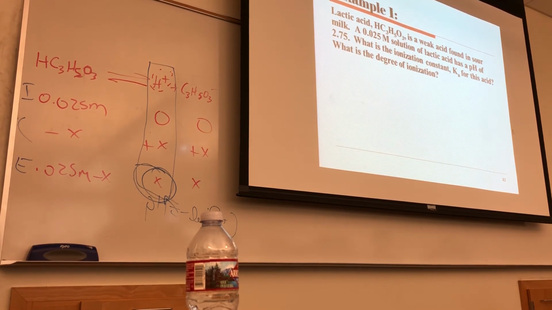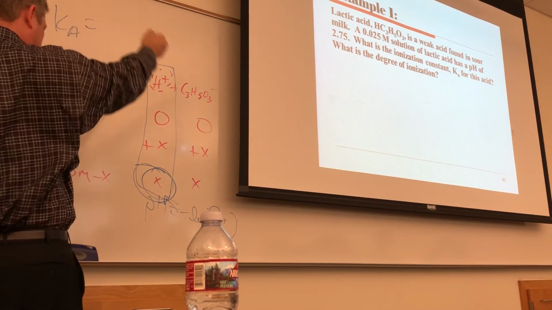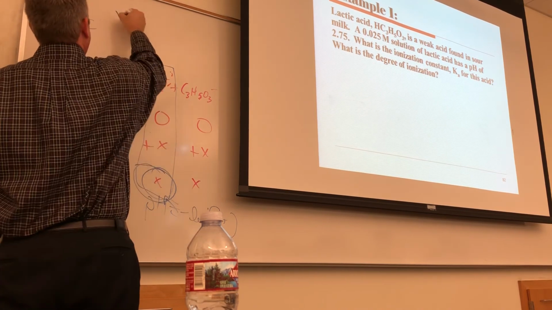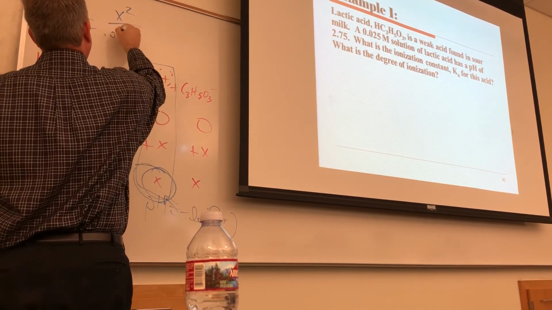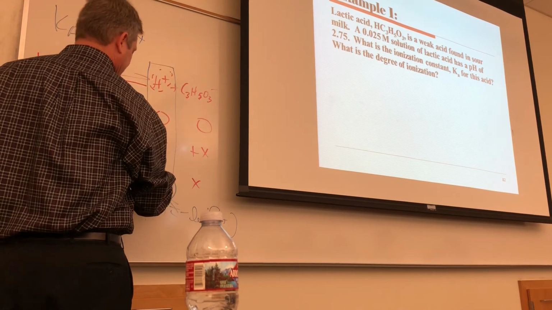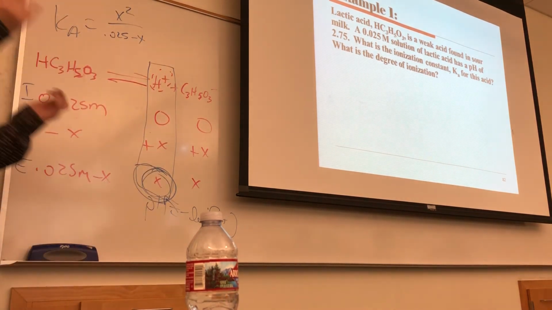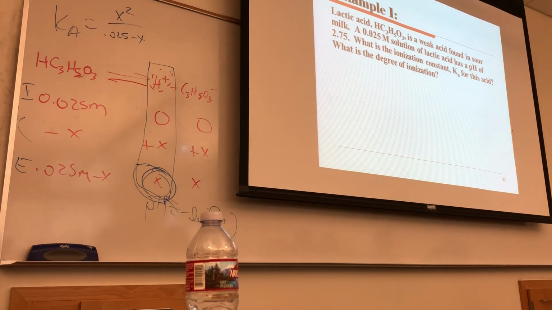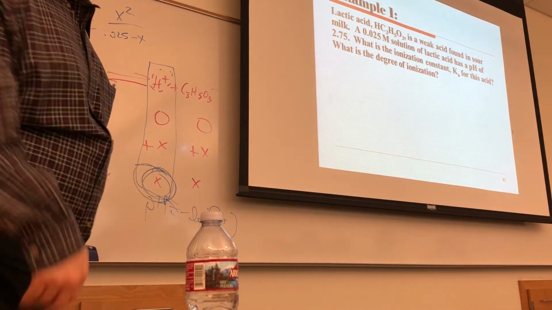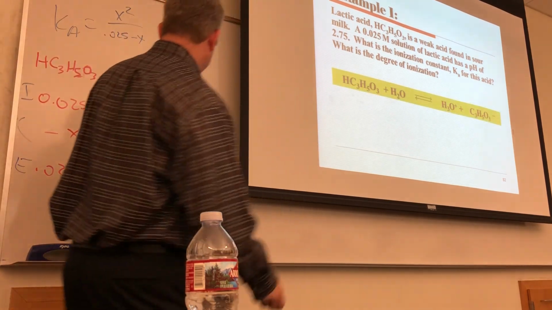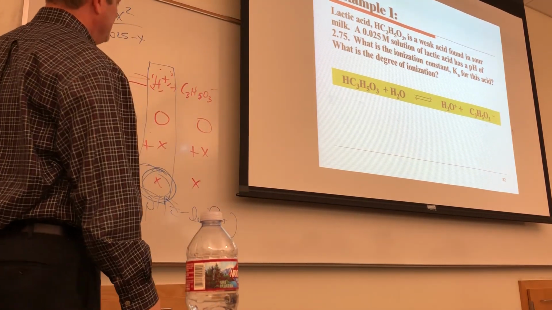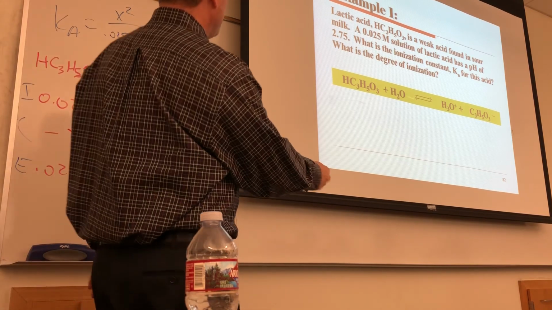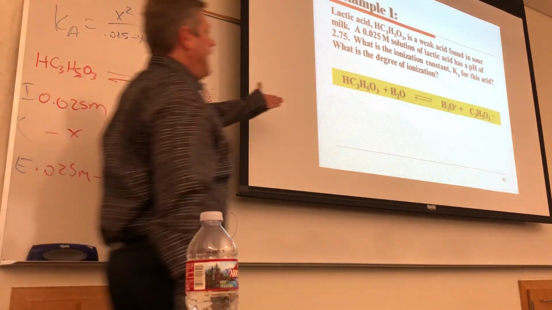Absolutely. So then my Ka here is going to be x squared over 0.025 minus x. If I'm solving for x, I could plug all that in and get my Ka just like that. Everybody understand what I'm doing here? And why? And then, of course, I'll take this divided by this times 100, and that's my degree of ionization.